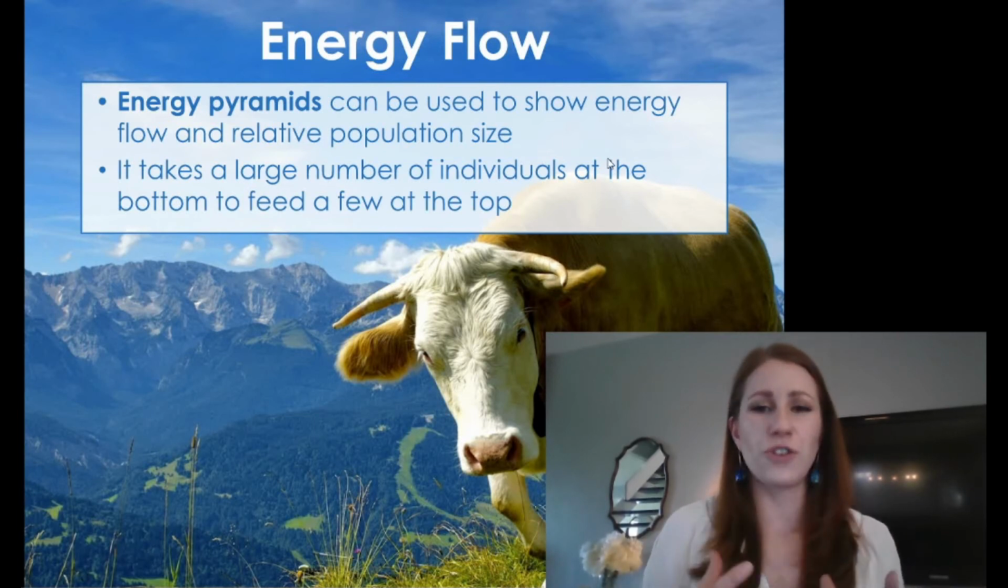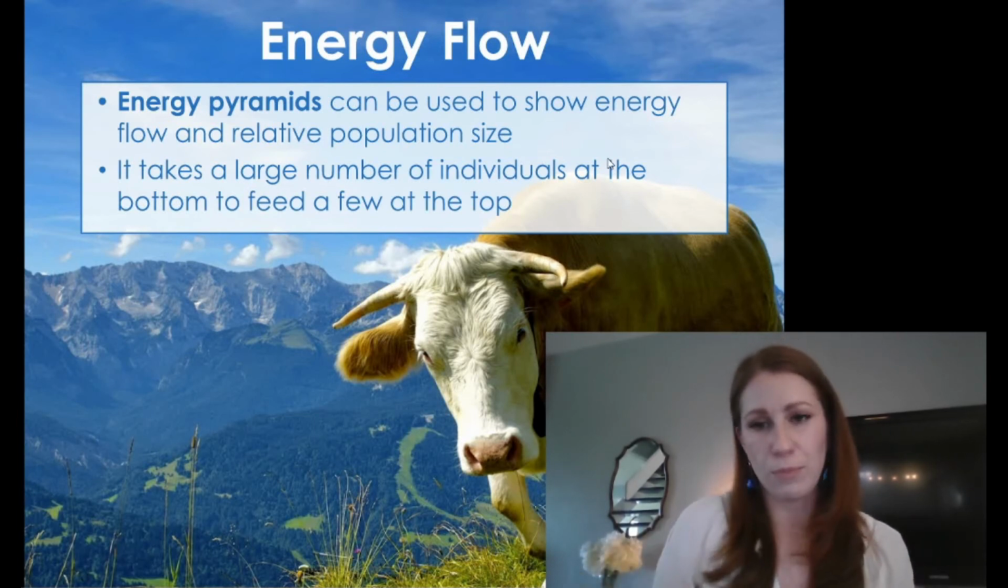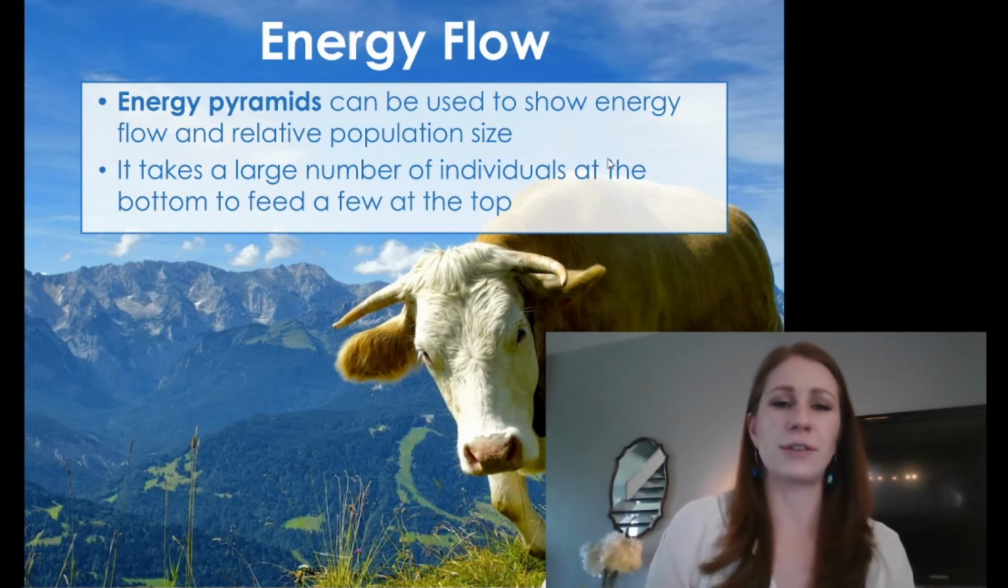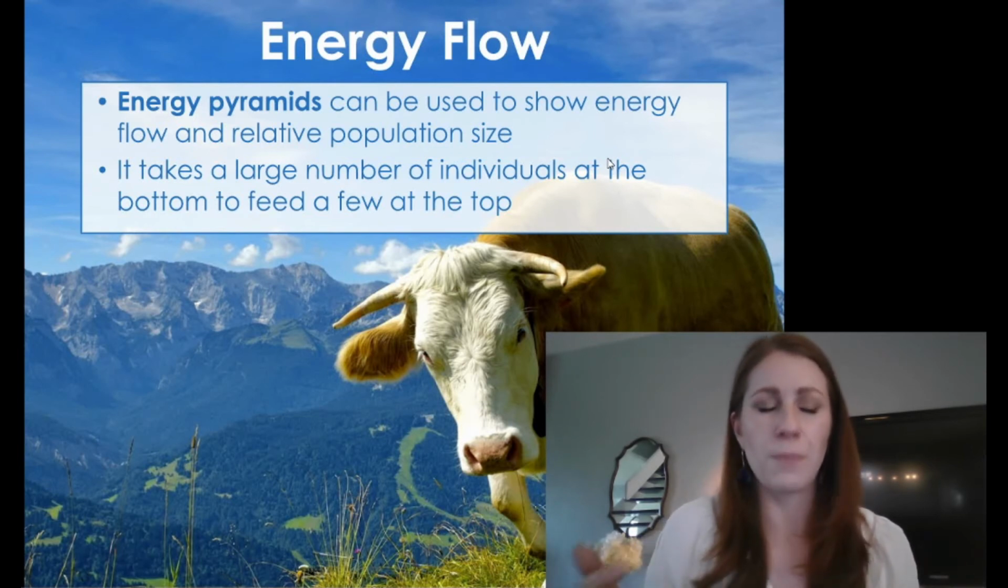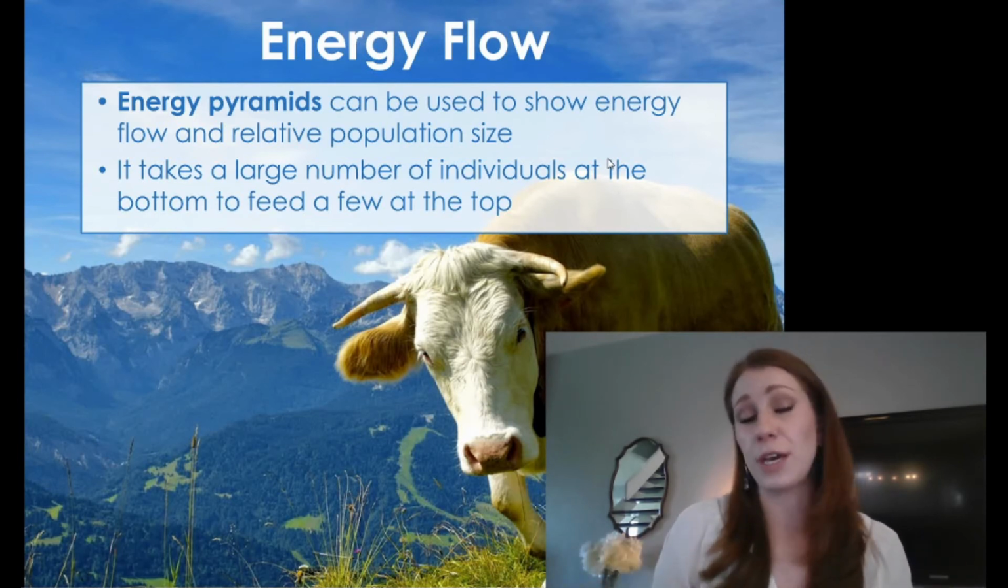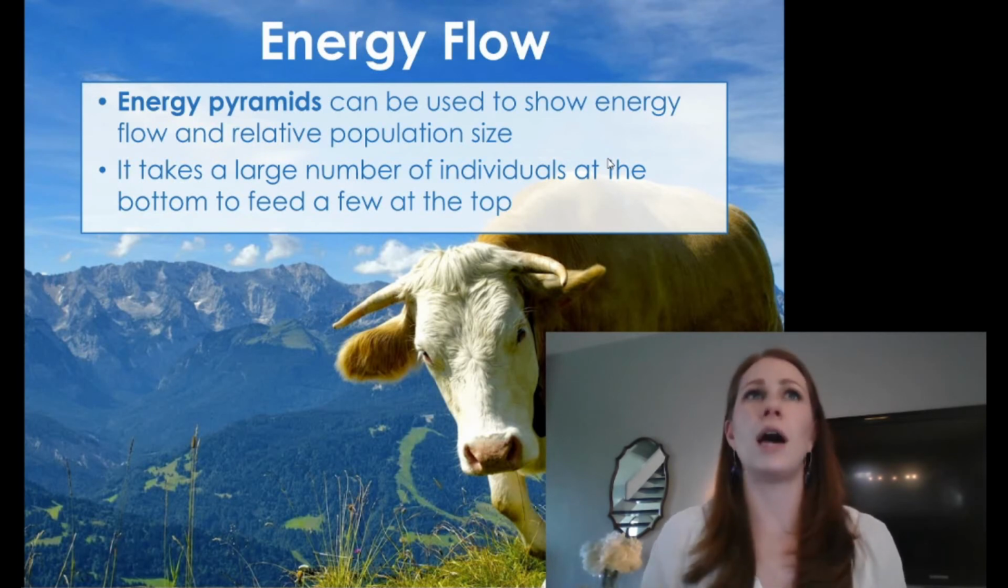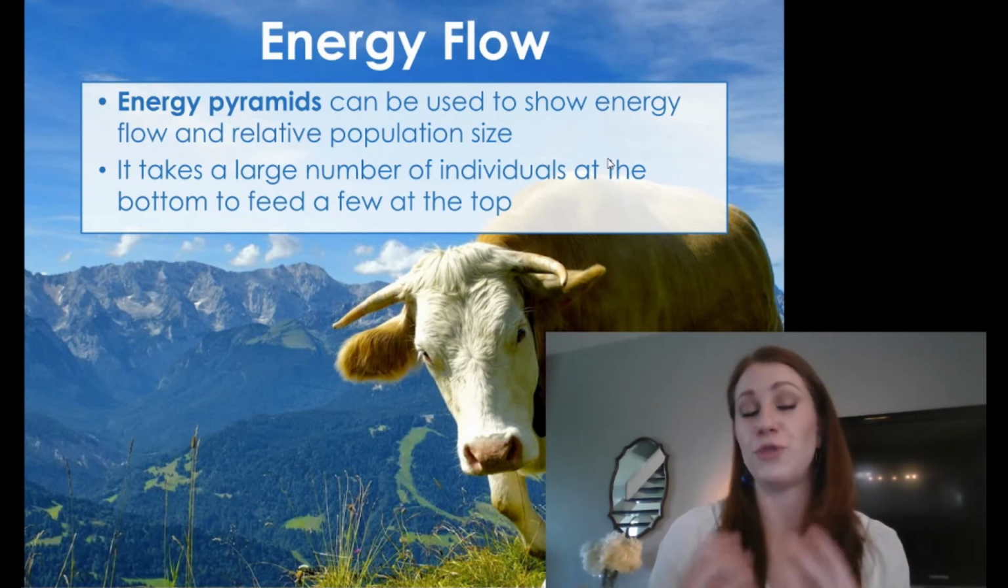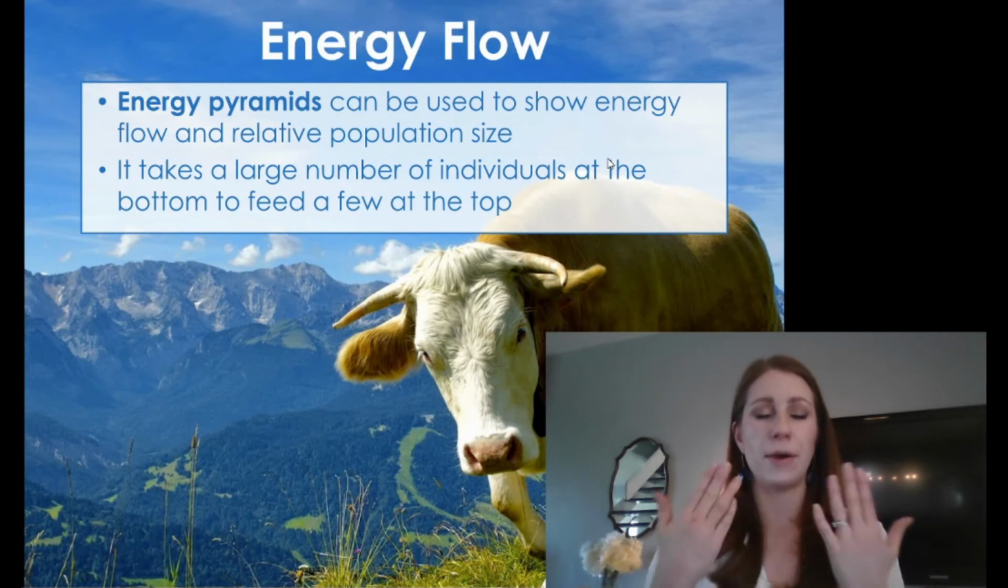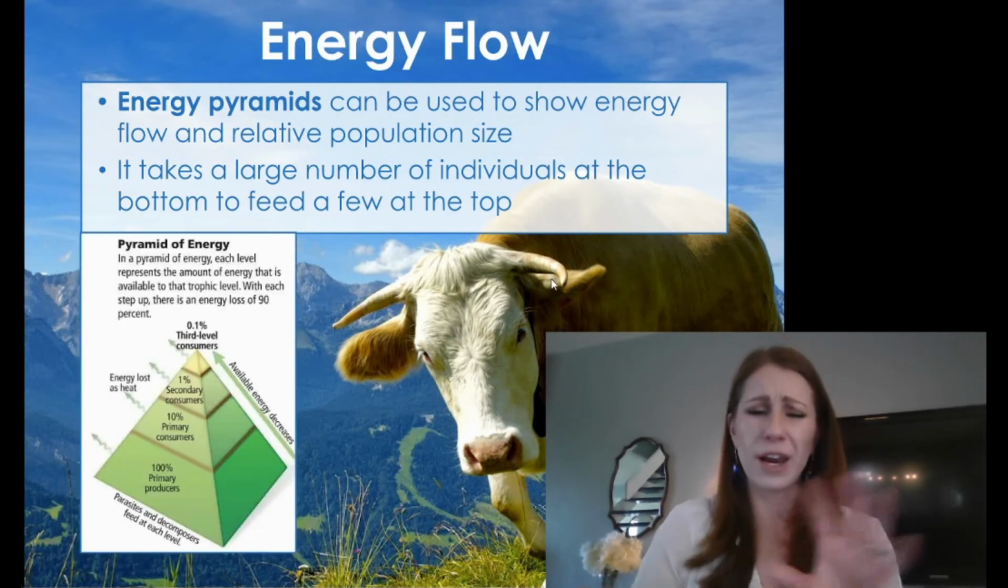It takes a larger number of individuals, and the majority of the time that's like blades of grass or flowers or whatever, at the bottom to feed a few things at the top. So it takes a lot more producers to feed a single consumer at the top of the pyramid. I'll kind of go through what that means.